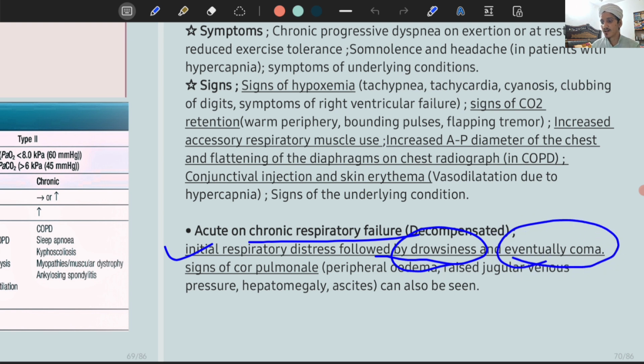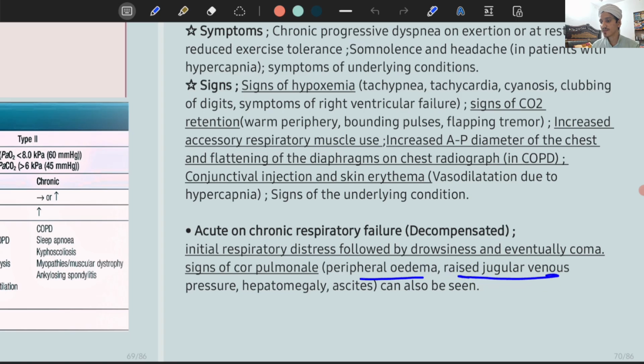And if the patient did not have any findings of RVF in the compensated state, you can see in the decompensated state signs of right ventricular failure, that is peripheral edema, raised JVP, hepatomegaly, ascites. These you can see in cases of acute exacerbations of chronic respiratory failure.